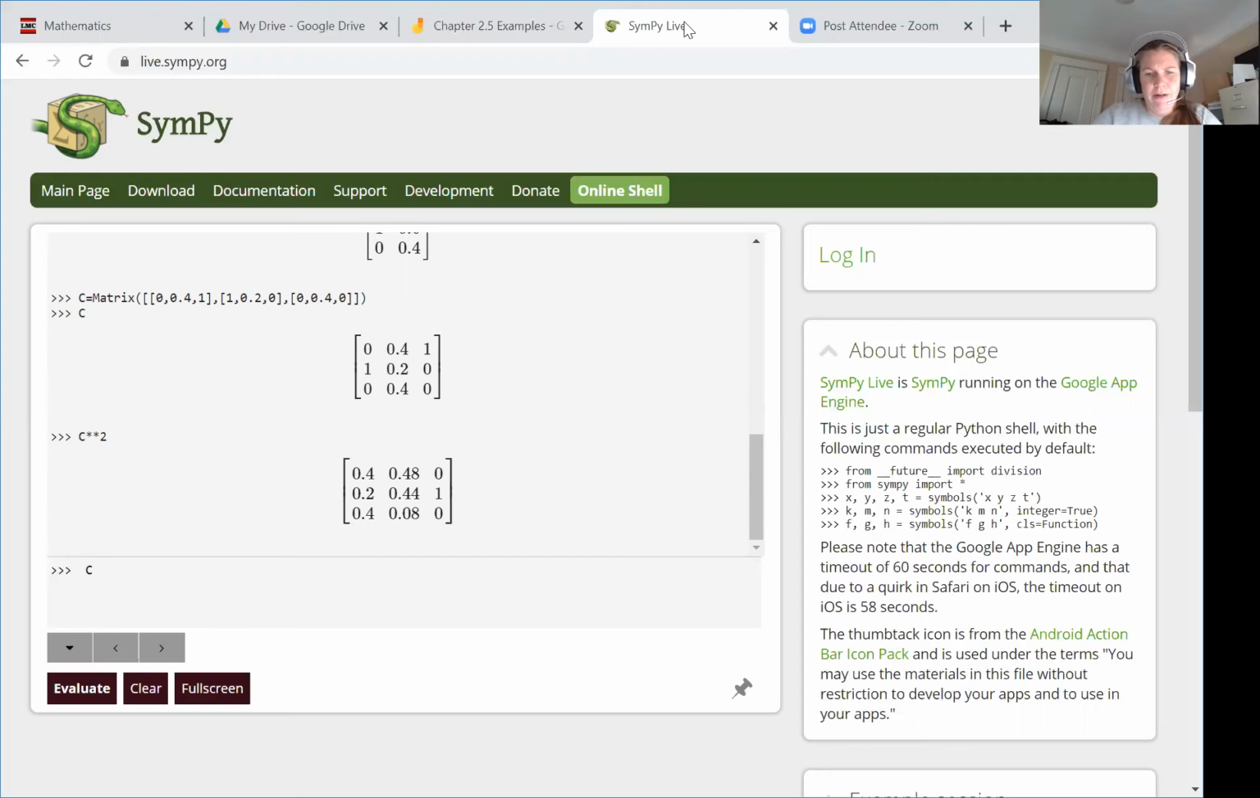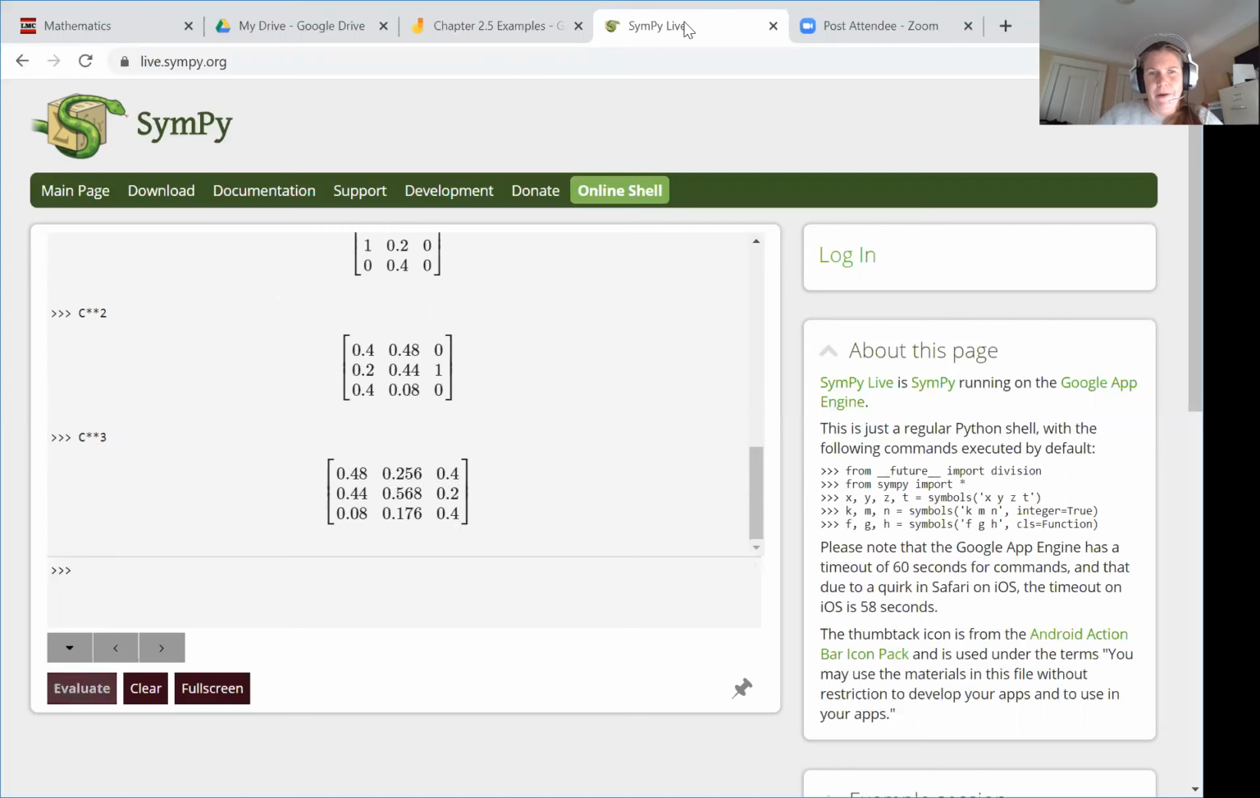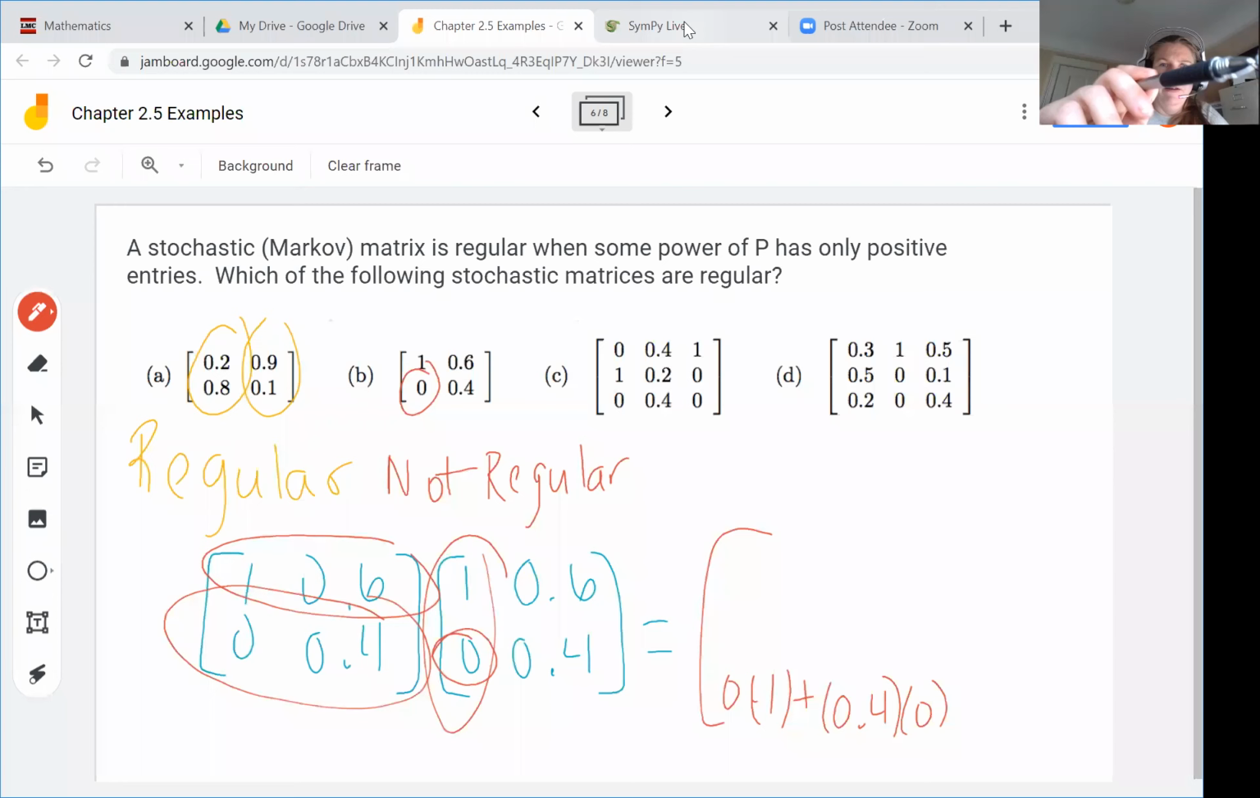Let's check out what is C to the third power. Hey, all the zeros are gone. So the third power of matrix C gives us all positive non-zero entries. So we can say that matrix C is regular. And then we'll go check matrix B the same way.